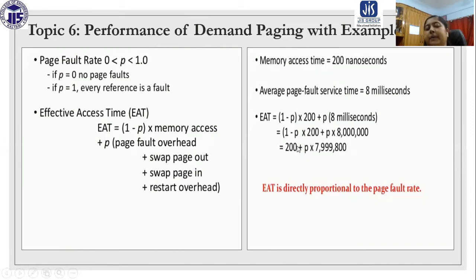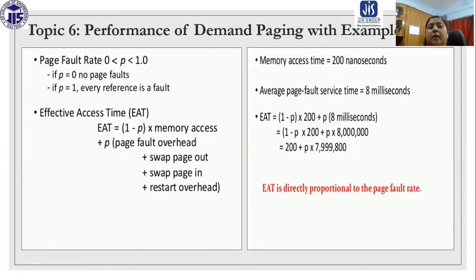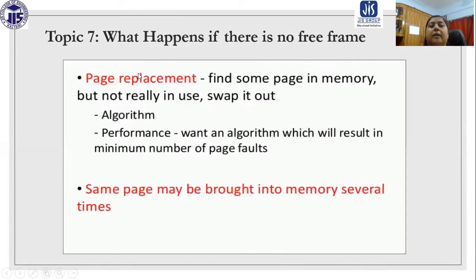But if the page fault rate is not 0, the EAT is going to be higher and higher with the number of page faults. So from this equation, we can understand that the EAT is directly proportional to the page fault rate. And what happens if there is no free frame?